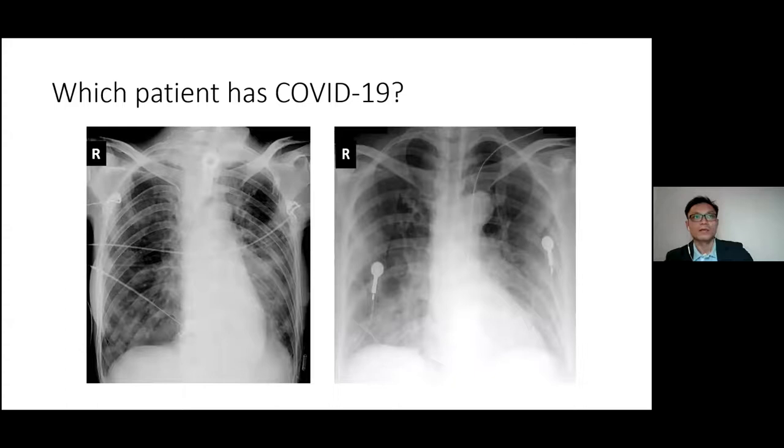Even as typical findings of COVID have been described, it does not mean that these findings are specific. Here are the radiographs of two patients with multifocal mixed haziness and consolidation in the infrahilar and lower zones of the lungs. The patient on the left had H influenza pneumonia, while the patient on the right was the COVID patient.